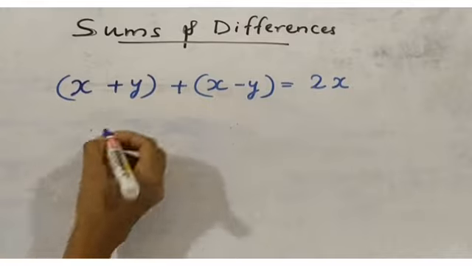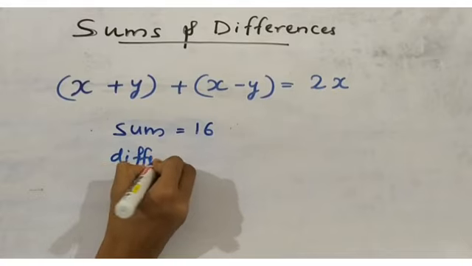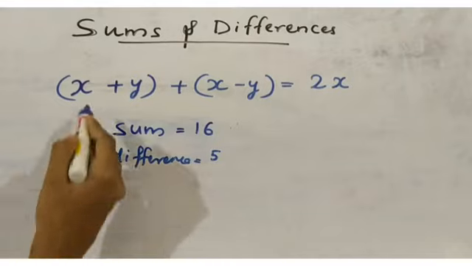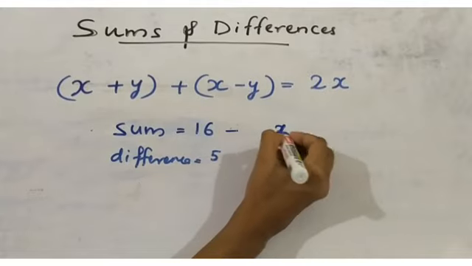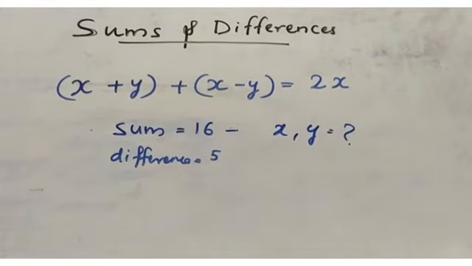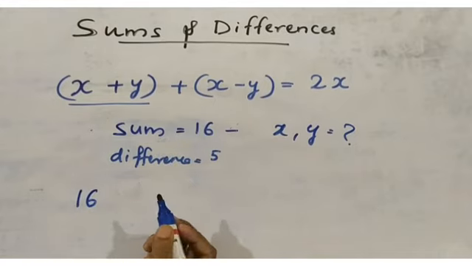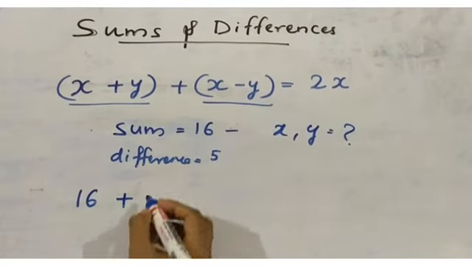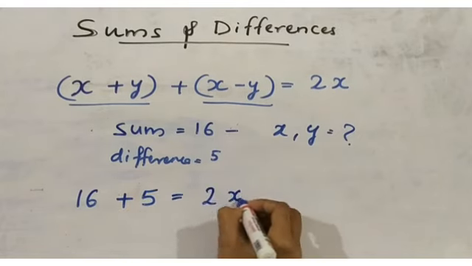Now let us say the sum of two numbers is 16 and the difference is 5. We want to find the numbers. So we will use this trick. We don't know x and y, right? So we know that x plus y is 16. That is, the sum is 16. So x plus y is 16, plus the difference is 5, x minus y is the difference. So 16 plus 5 is equal to 2x.